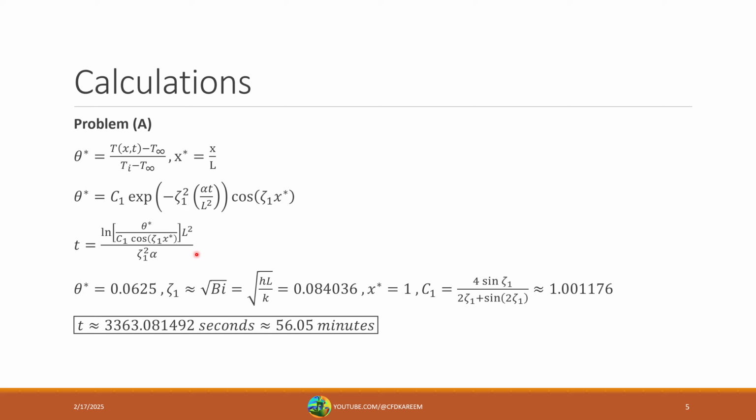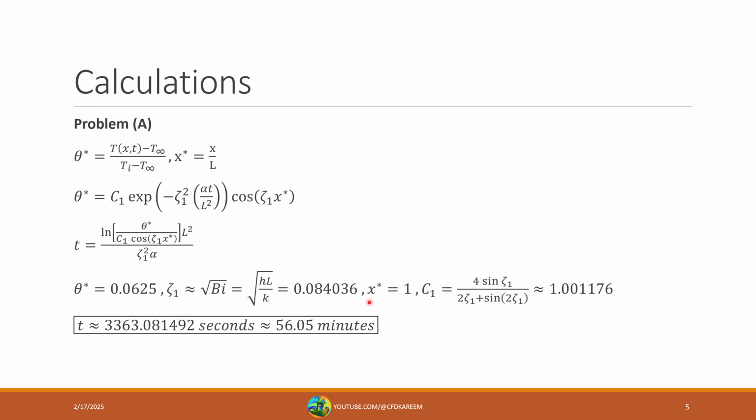We now have to solve for some of our input parameters. The first one, we can plug in the numbers that we were given in the problem and come up with the theta star value, which is going to be 0.0625. We can also approximate the zeta 1 value by simply taking the square root of the Biot number, which is the square root of hL, the heat transfer coefficient times the characteristic length, over the thermal conductivity k. That's going to give us a value of 0.084036.